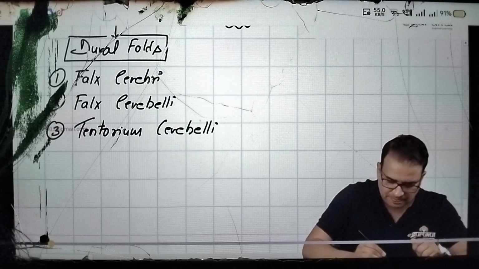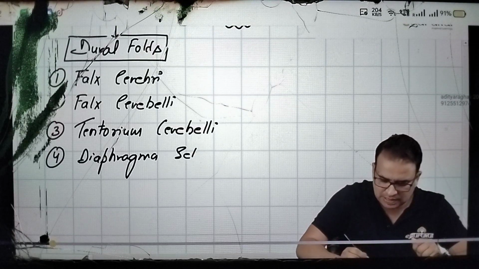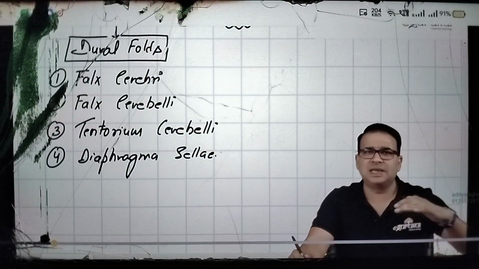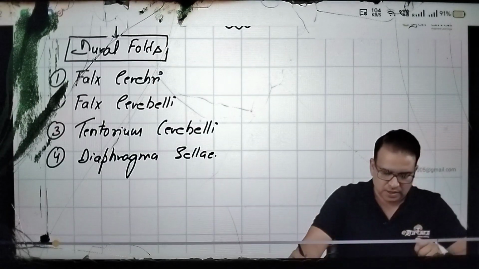Tentorium cerebelli. And then we have diaphragma sellae. It is basically covering the sella turcica and separating the pituitary gland from its stalk, so we call it diaphragma sellae. Okay. So these are the dural folds we have.